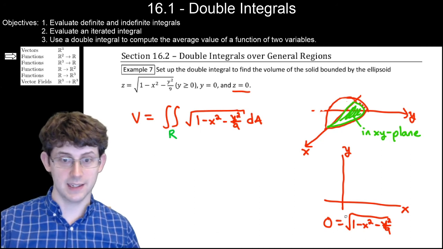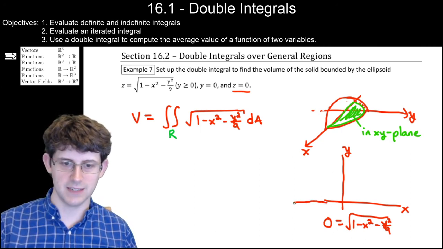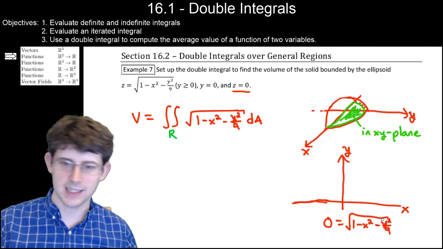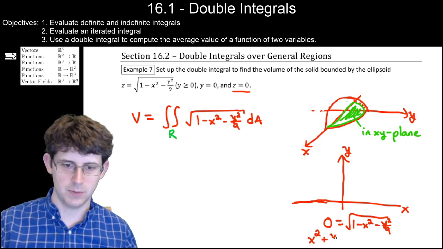If I simplify this a little bit, I'll be able to draw a picture of it. I already know that I'm only going to have positive y's. That's why I'm only looking in this positive part, where y is positive. So I'll square both sides and add the x squareds and the y squareds over to the other side, and I get x squared plus y squared over 9 equals 1.